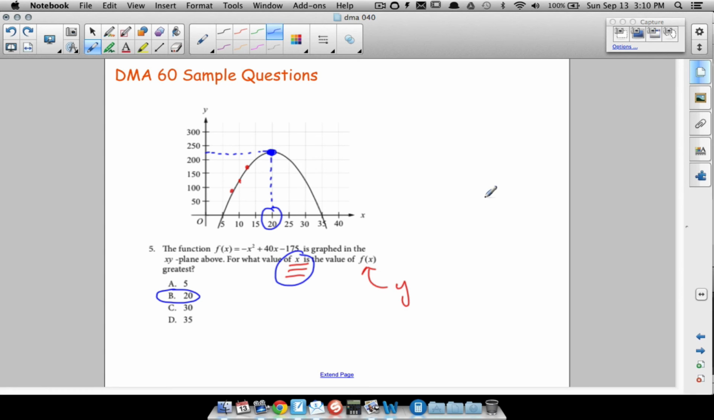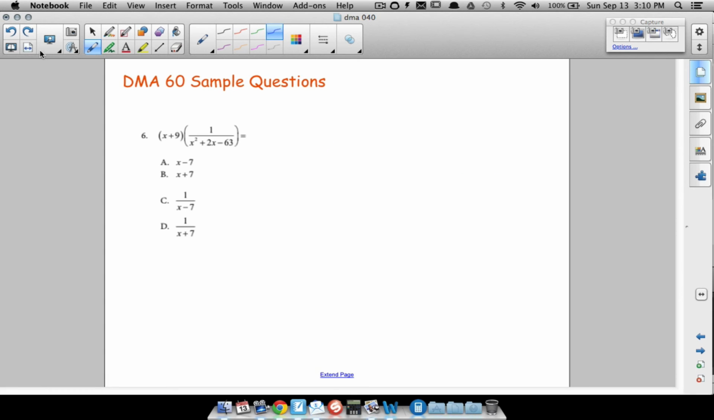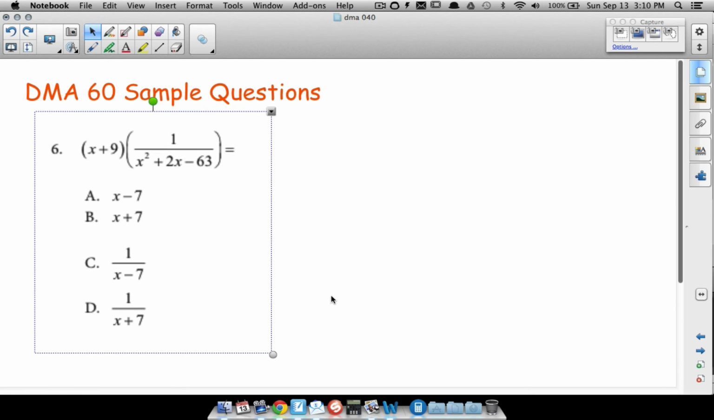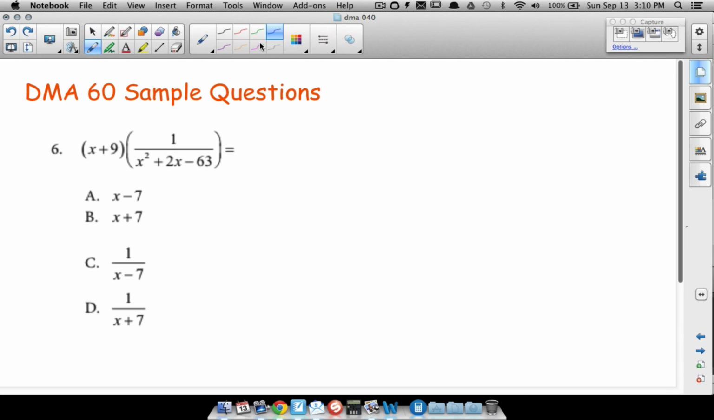All right, that's it for number 5. Number 6. Now this is a factoring problem and a little bit of canceling out and stuff like that. But before we do this one, suppose we had something like 2 times 1 over 6, a DMA 20 topic.